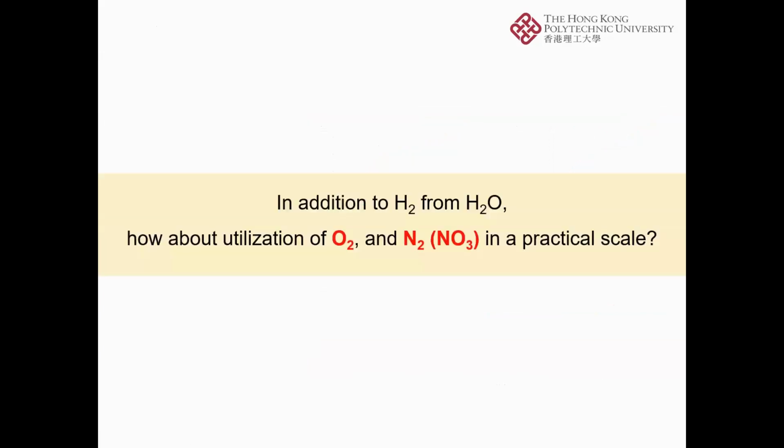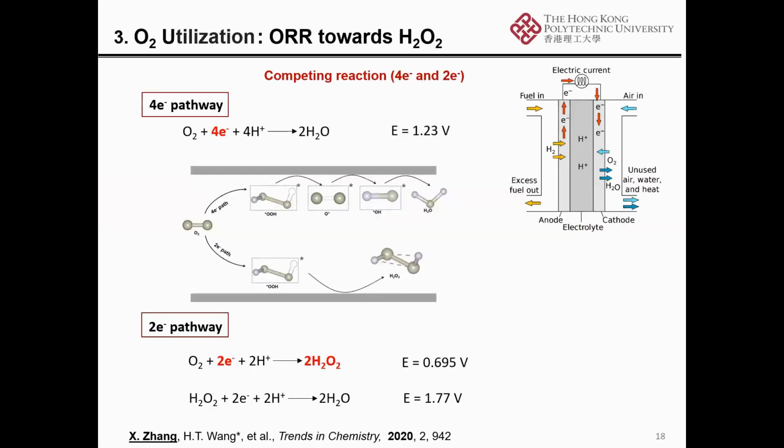In addition to hydrogen production, we are thinking about whether it is possible to use oxygen or nitrogen in air on a practical scale. Because in our daily life, not only water but also oxygen, nitrogen, or nitrate is abundant. So we can use such earth-abundant resources for practical use.